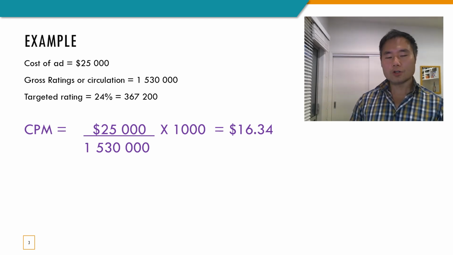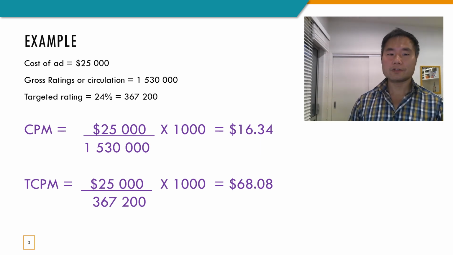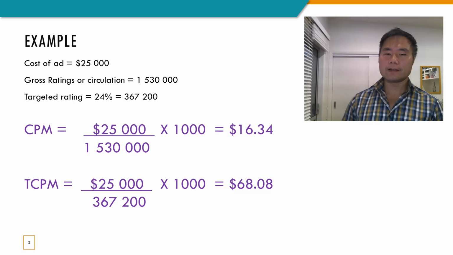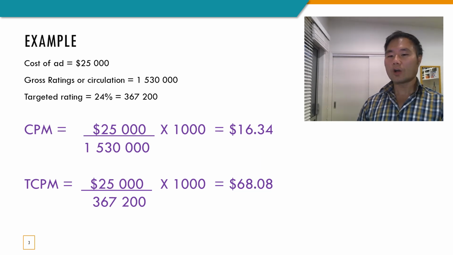So that's cost per thousand, CPM. Now, the other metric I was talking about was the targeted cost per thousand. So you'll see already that the number is a lot higher. So that means it costs a lot more to reach 1,000 of your target audience.